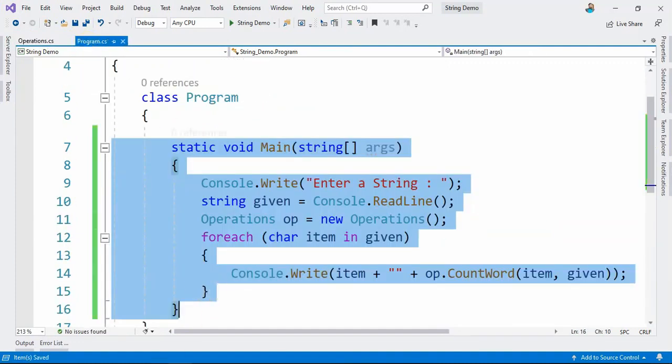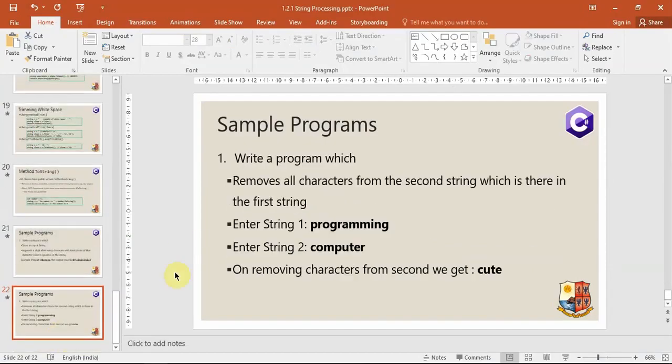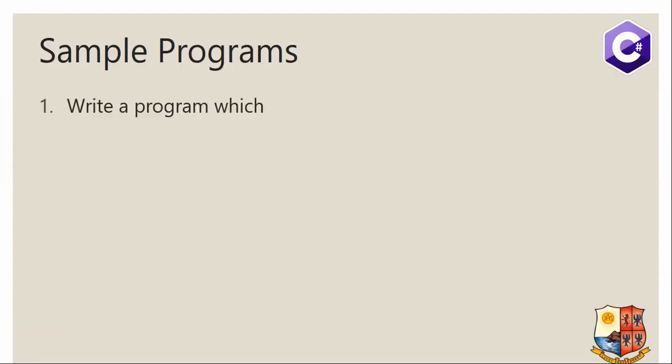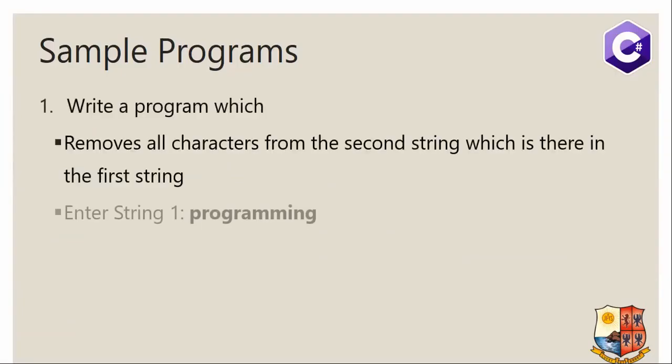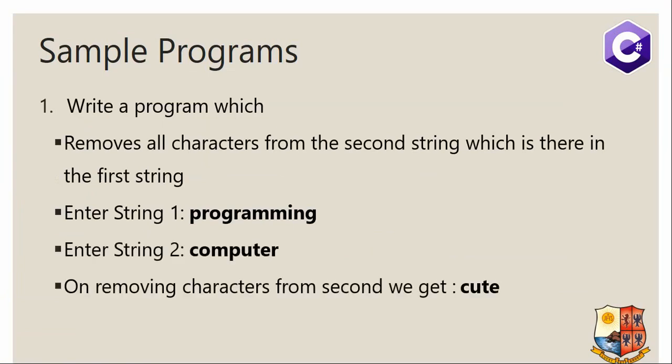The next program we are going to see is the second program in your program list, this one. Write a program which removes all characters from the second string which are there in the first string. I think if we have time, we'll try to finish this fast. You enter two strings. All I need to do is remove all the characters of the second string from the first.